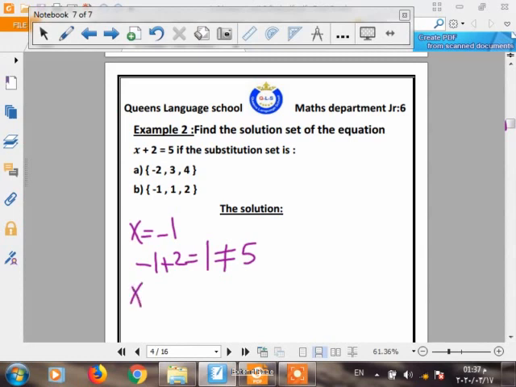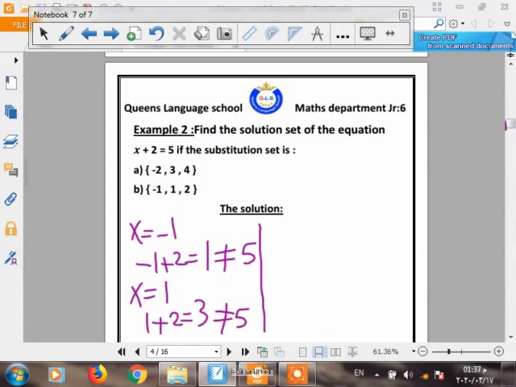What about if x equals 1? Let's check the result. Let's check the left side. 1 plus 2 equals 3. But 3 is not equal to 5, so it also cannot be in the solution set.